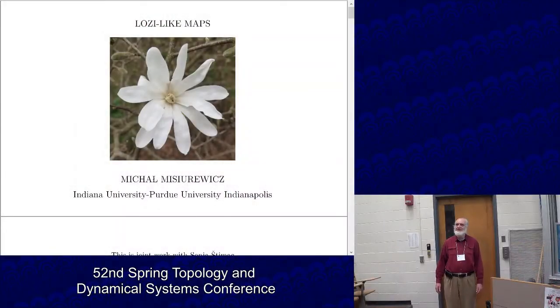Okay, so let me start. As always, I start with a flower. So this is star magnolia, Magnolia stellata in Latin. And maybe here it's not known because it's, I think, the most frost-resistant magnolia.